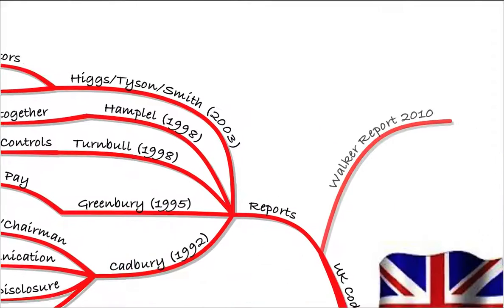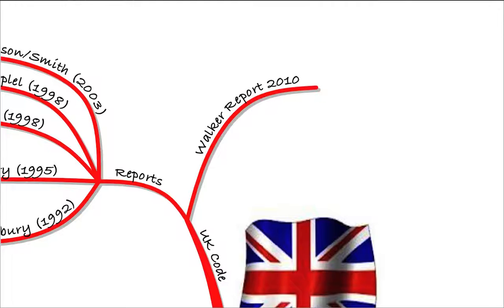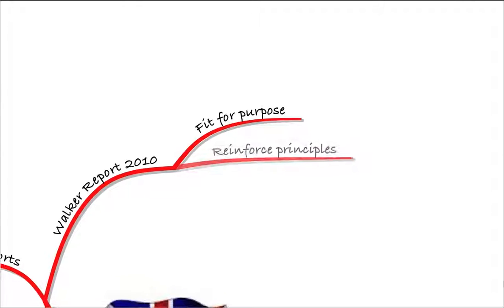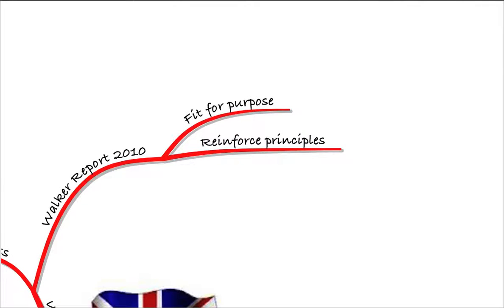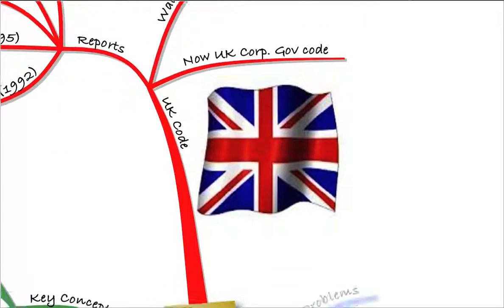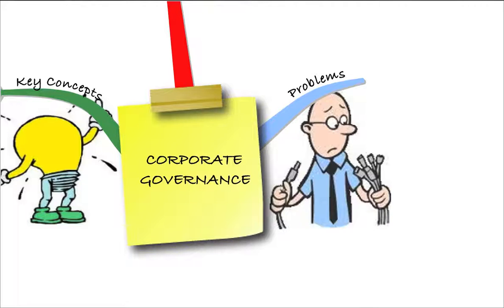The Walker report in 2010 then looked at the combined code to see if it was working, and it said that it was fit for purpose and it reinforced the principles and added a couple more in there. So the UK code is now called the UK Corporate Governance Code, not the combined code as it used to be. There are some problems with corporate governance codes.